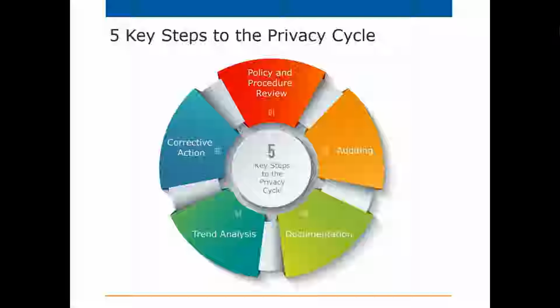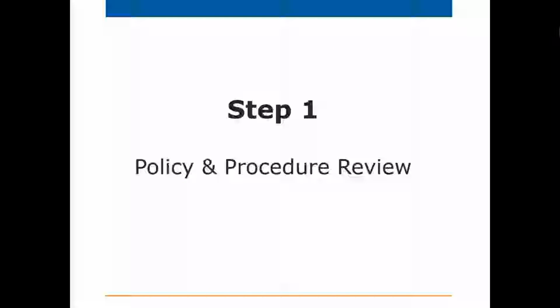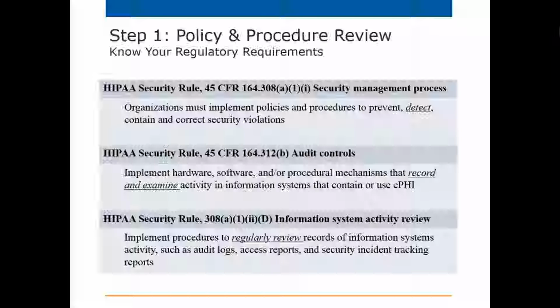So let's go ahead and dive right in and talk about our first step, which is a policy and procedure review. Policies and procedures typically are born out of regulatory requirements or a need for your organization. If we look at those regulatory requirements that go into patient privacy, some that stand out to me as a patient privacy auditor are those that are outlined in the HIPAA security rule. They say that organizations should implement policies to detect security violations. Organizations should have mechanisms to record and examine activity, and organizations should implement procedure to regularly review records.